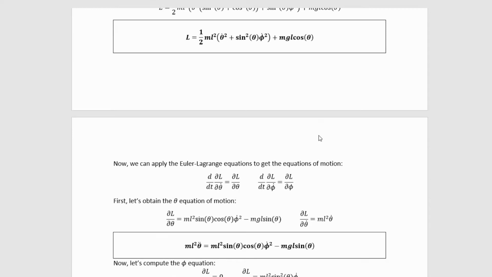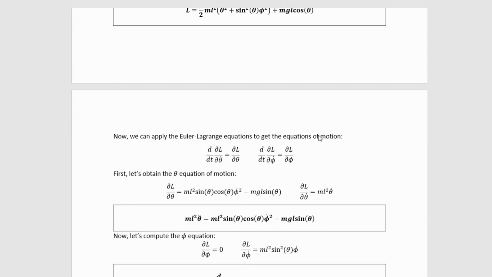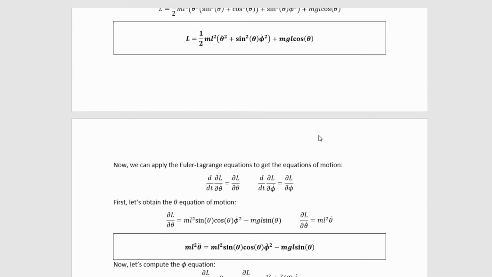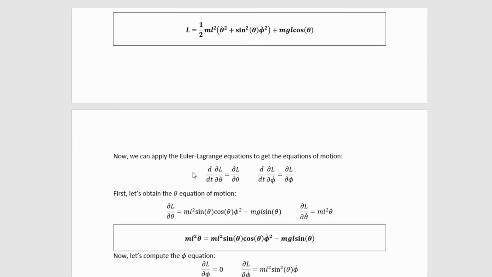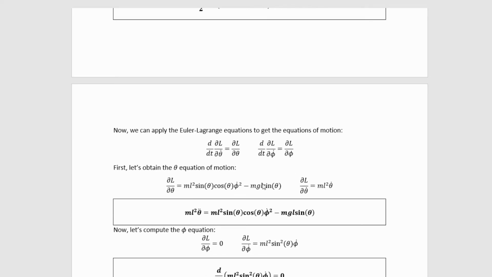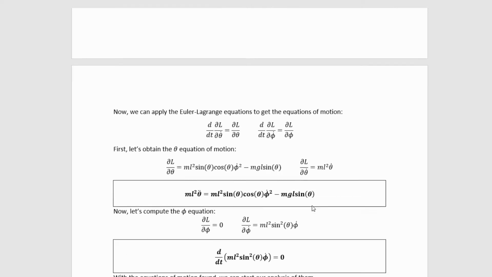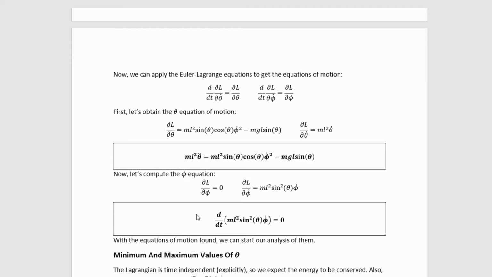Now that we have a simple Lagrangian in the coordinates we plan on using for the problem, we can work on calculating the Euler-Lagrange equations of motion. So first, here they are for the two types of variables we've got. The partial derivatives we need to get the theta equations are these. Inserting them gives us this equation of motion. And then doing the same for phi gives us this.